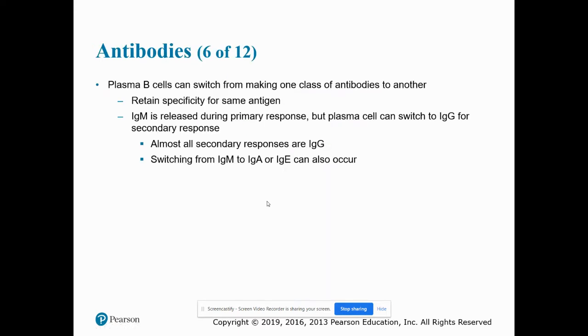So plasma B cells can switch from making one class of antibody to another. Now, it does retain its specificity for the same antigen. It's just going to be making a different class of antibody for that same antigen. IgM is released during the primary response, but then the plasma cells can switch to IgG for the secondary response. And then almost all secondary responses are IgG, and then switching from IgM to IgA or IgE can also occur.